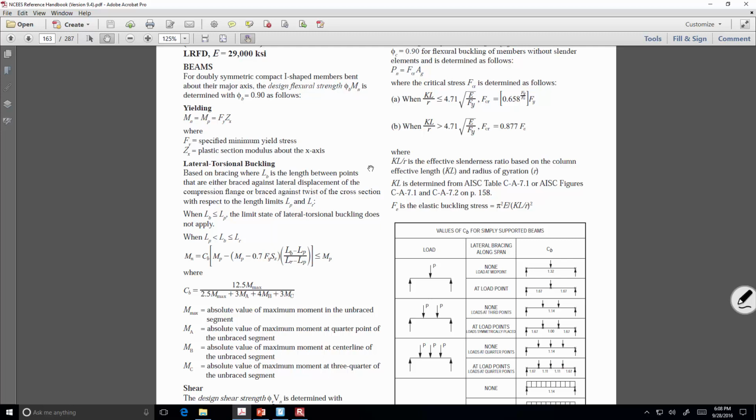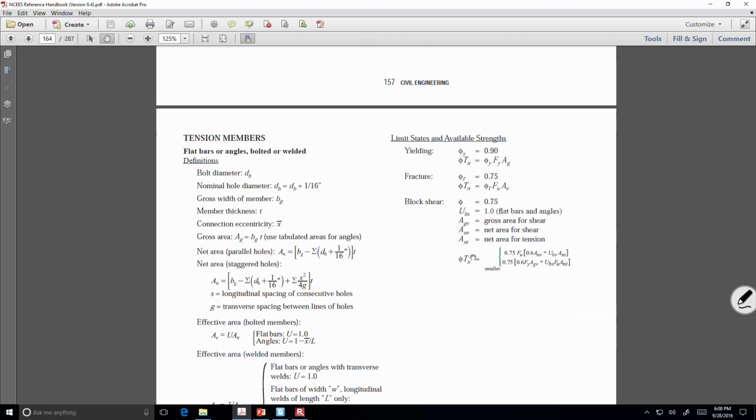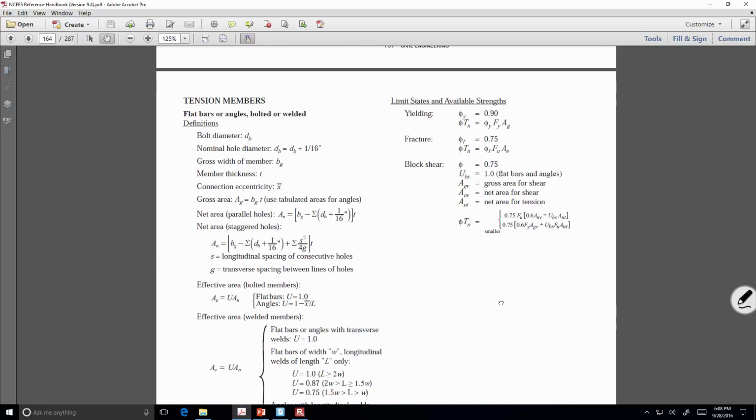We also have the column buckling equations. So all that stuff's there, so you can calculate Pn for columns. You've got all the stuff for tension members.